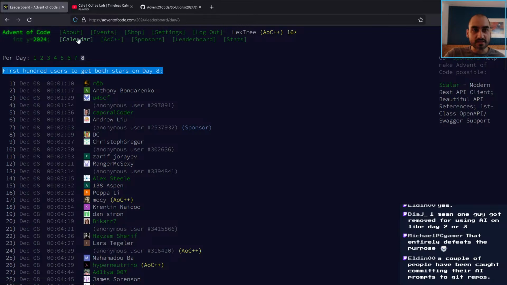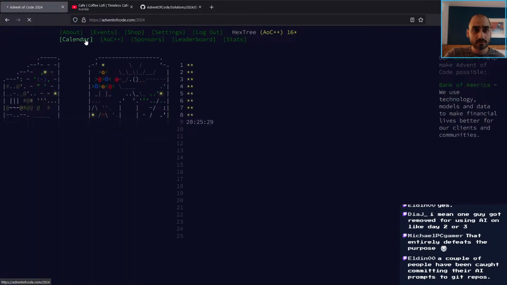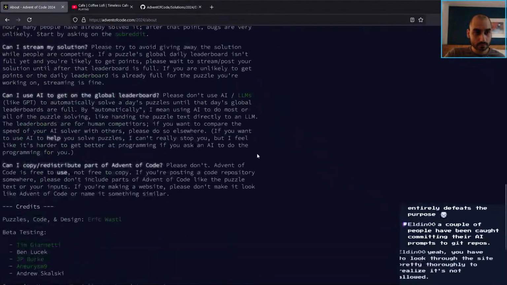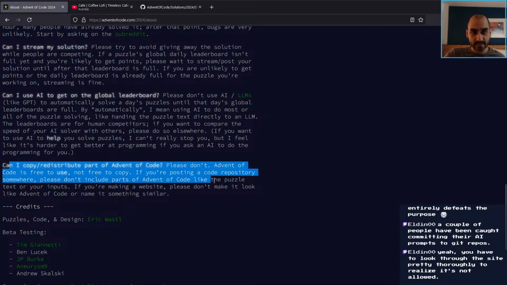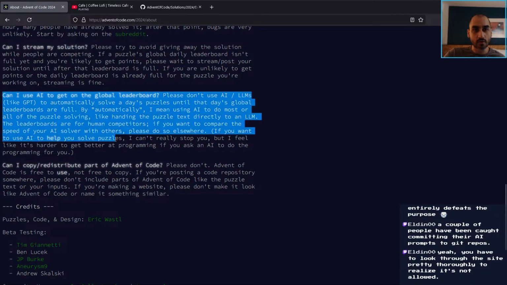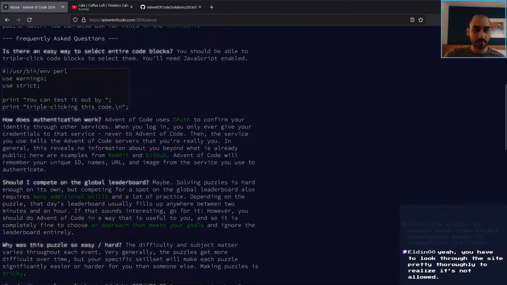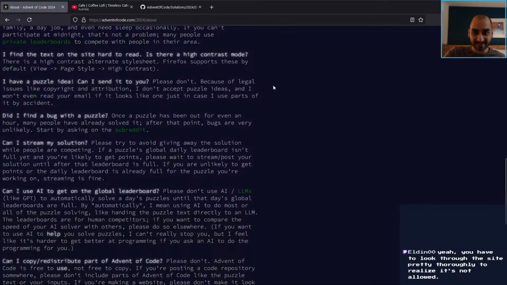I mean, where even is the FAQ? About? Here it is. Here is the only bit which explicitly tells people not to use LLMs. But that's not... Most people are not going to read all this, let's be realistic.